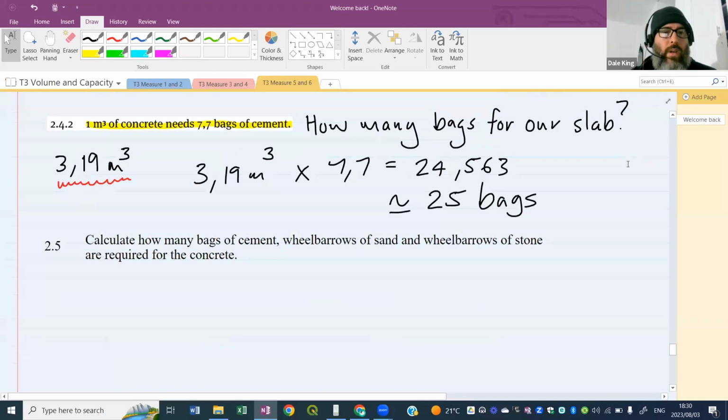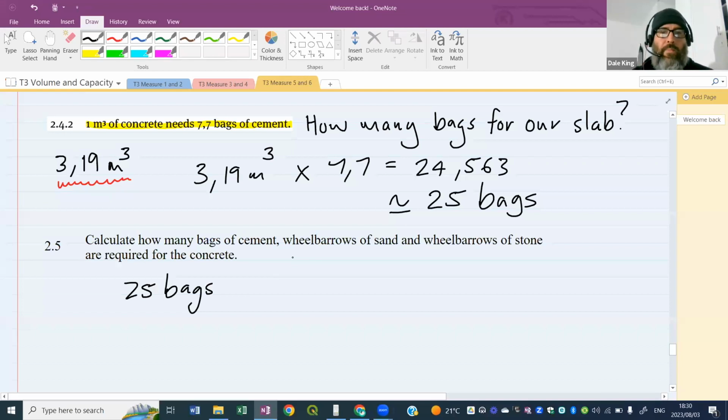2.5. Calculate how many bags of cement, wheelbarrows of sand, and wheelbarrows of stone are required for the concrete. Okay, now we've got bags of cement. I'm going to write here 25 bags. So I know that already. But we need to work out wheelbarrows of sand and wheelbarrows of stone.